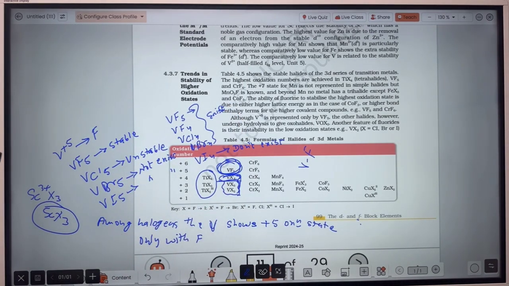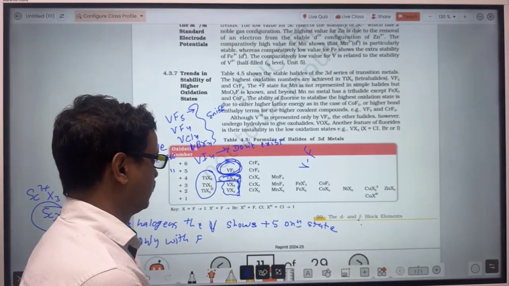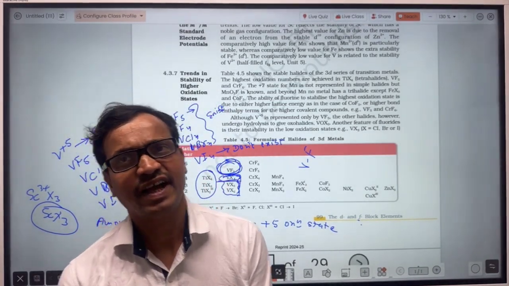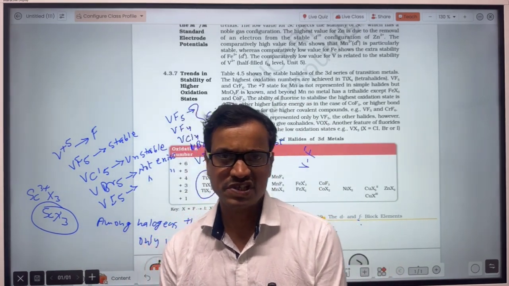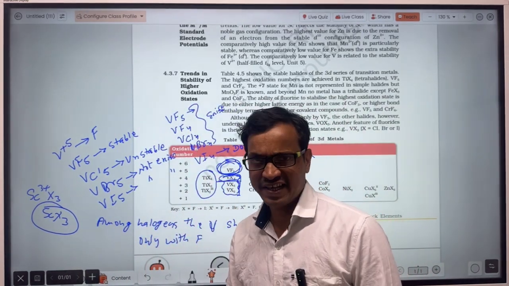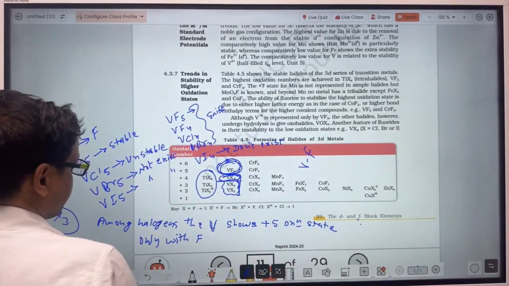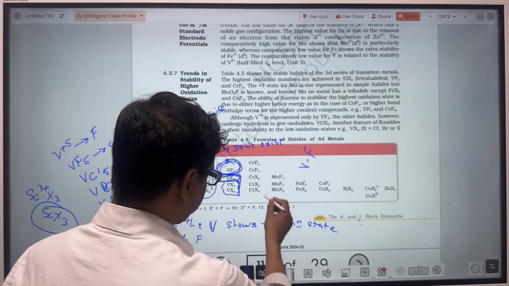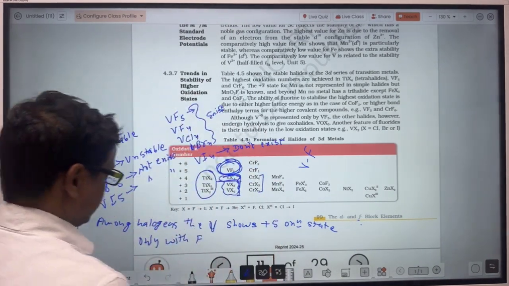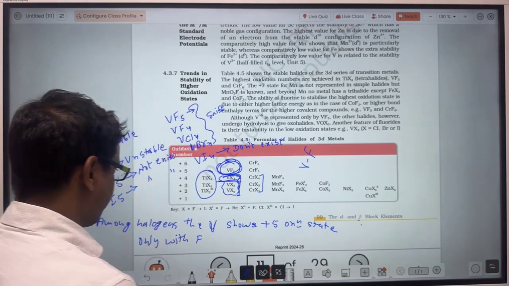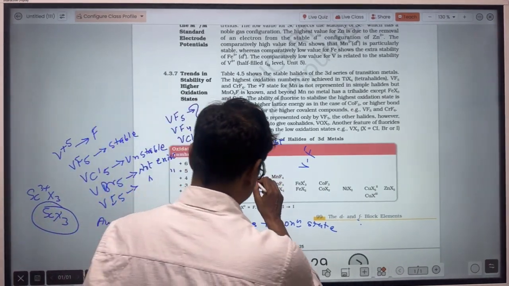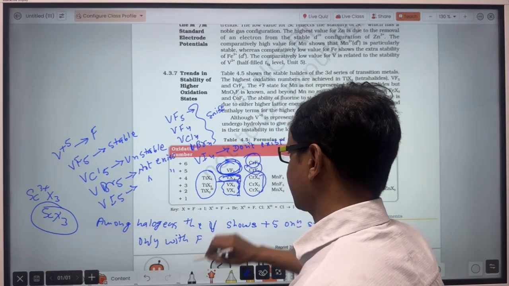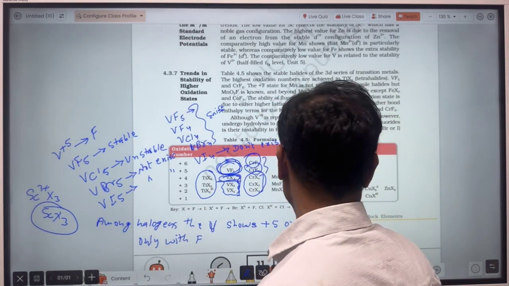The students who are also considering the JEE Main, Advanced, the NEET examination as well as the CUET examination, watch this very seriously. Be concentrated here. VF5 exists. Now the same with chromium. Chromium will form the +4 oxidation state with all the halogens, but the +5 and +6 oxidation states it will show only with fluorine.